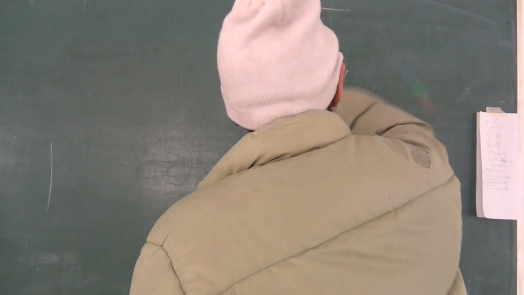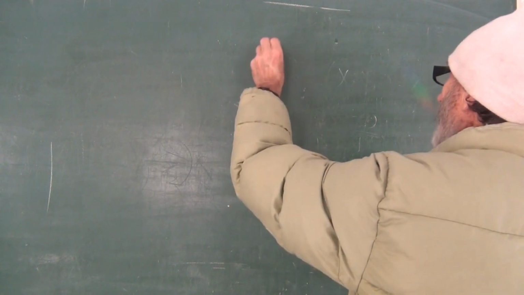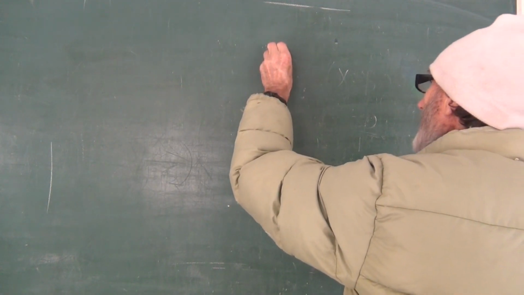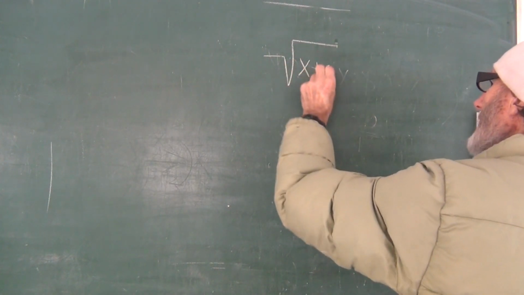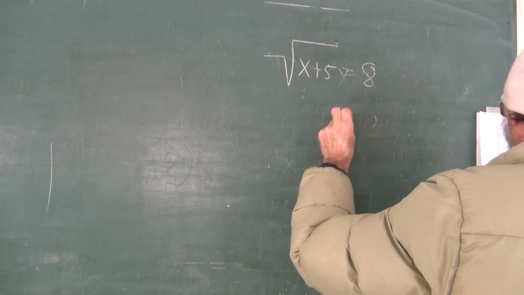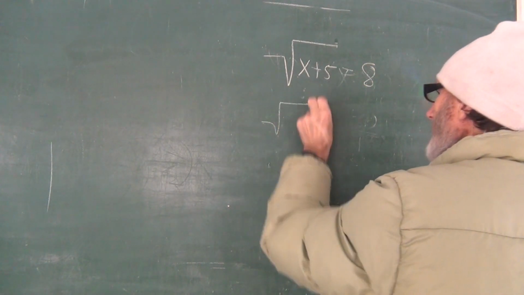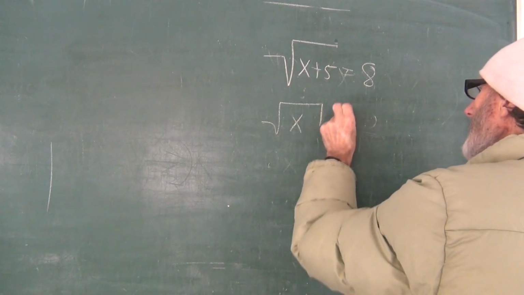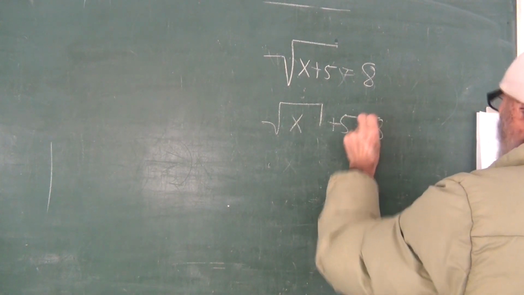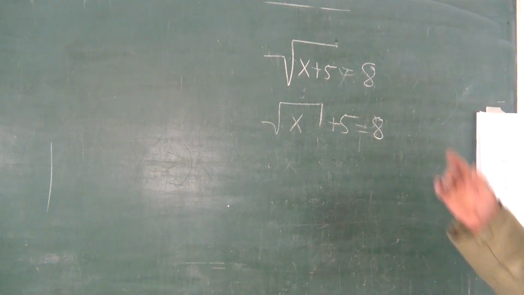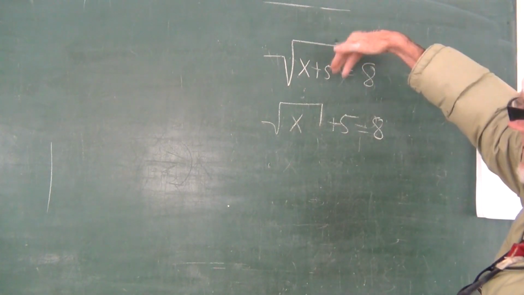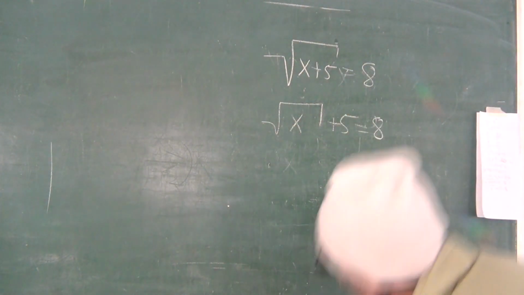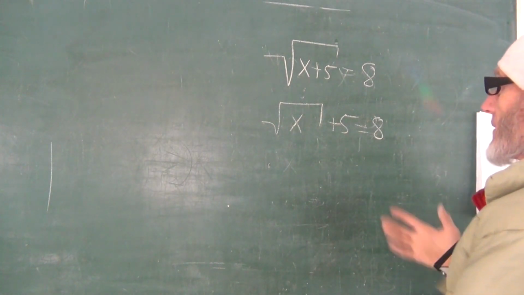Okay, well, let's do a couple more just for the fun of it. Let's take a look at two of these guys. Square root of x, plus 5, equals 8. And then let's try a similar problem. The square root of x plus 5 equals 8. Now, those almost look the same. The only difference is that the 5 is under the shelter of the square root function. And here it's not. Well, which one's easier?